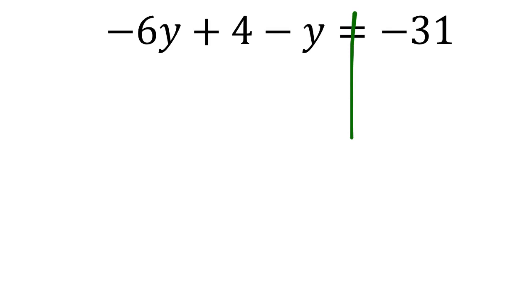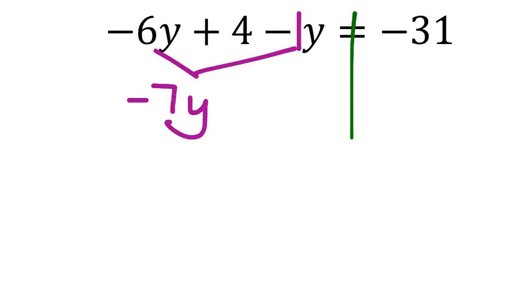So I look at this negative 6y on the left here, and I can see that there's this like term with this negative 1y. If I were to combine these, how many y's would that make? Well, negative 6 minus 1 is going to make that negative 7. So now the new equation is negative 7y plus 4 equals negative 31. And I have an equation now that is like the problems from that last section.